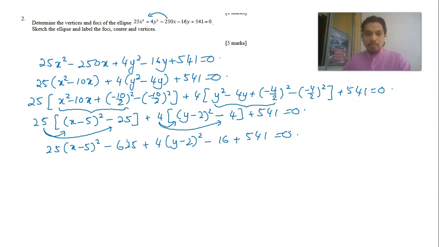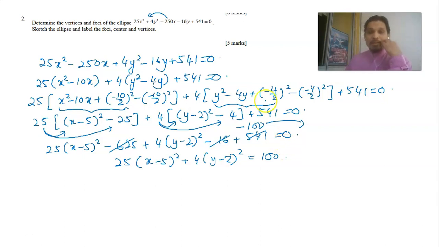Okay, so now 5, 4, 1 minus 16 minus 625 equal to negative 100. Bring to the other side. 25(x minus 5) squared plus 4(y minus 2) squared equal to 100.